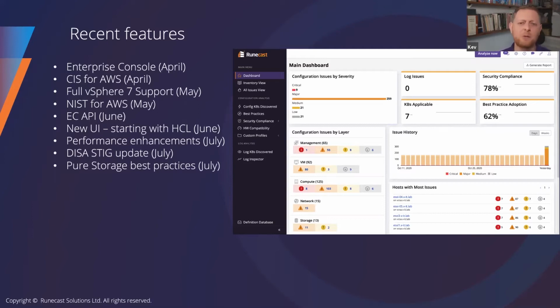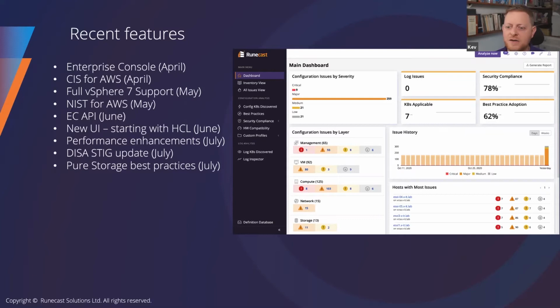Also in July, we released a lot of new functionality. We added support, as I mentioned earlier, for Pure Storage. So if you've got Pure Storage in your environment connected to your vSphere hosts, we're automatically going to detect that you've got Pure Storage there, and we're going to provide you with Pure Storage's best practices for configuration on vSphere. So this is for FlashArray at the moment. We're looking to add FlashBlade support in the not too distant future. But these are the first of the hardware vendors that we're providing these kind of insights for.